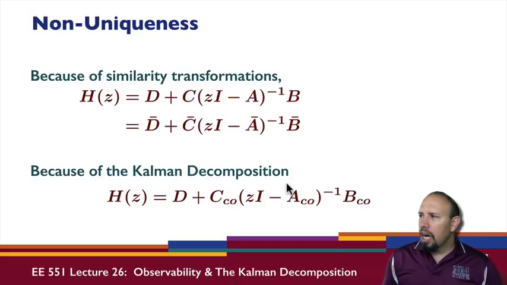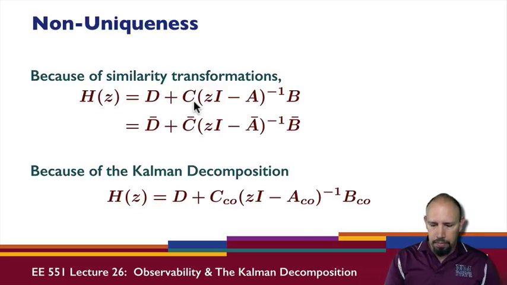Because of the Kalman decomposition, we only have the controllable and observable parts of the system we're working with. So actually, the original transfer function still only has the number of states associated with the controllable and observable parts. What happens to the other states is that you get pole-zero cancellations, and so those actually go away.